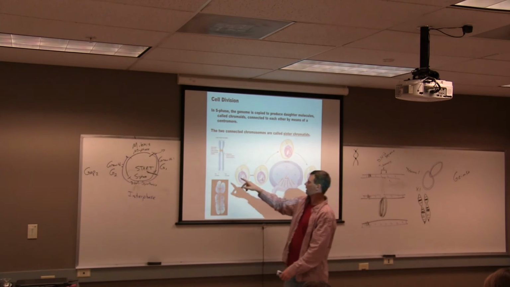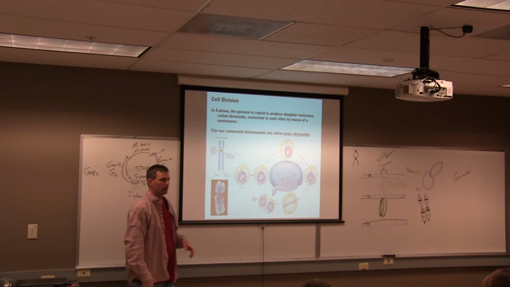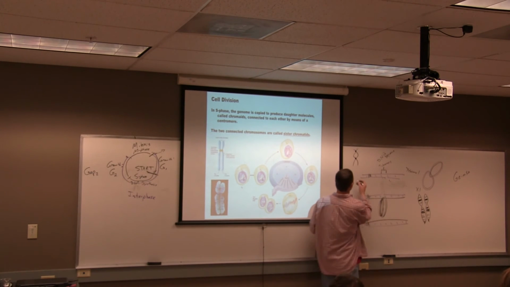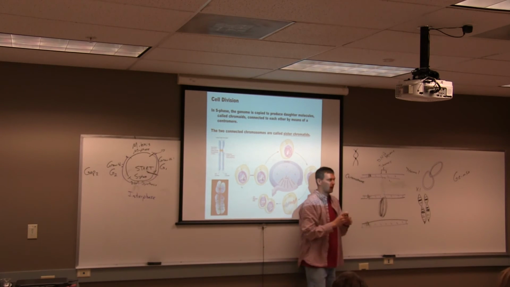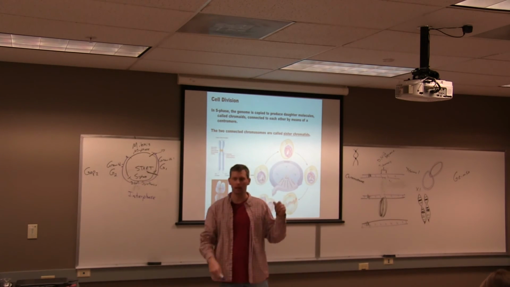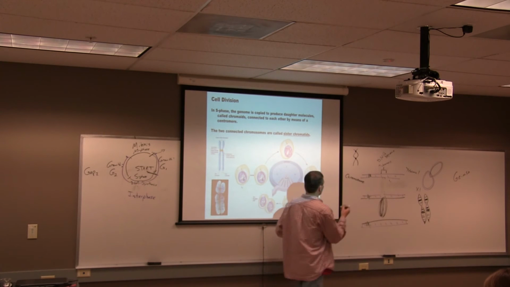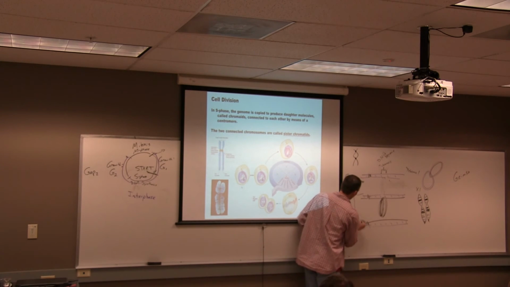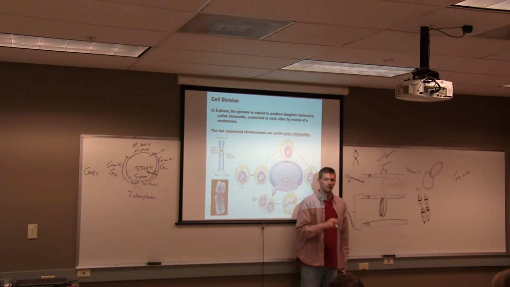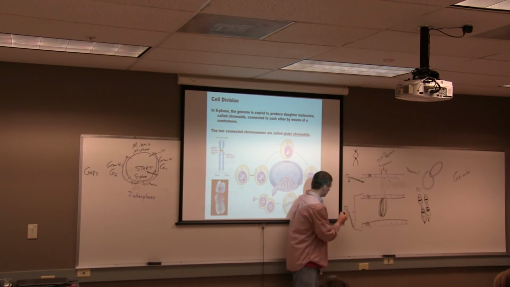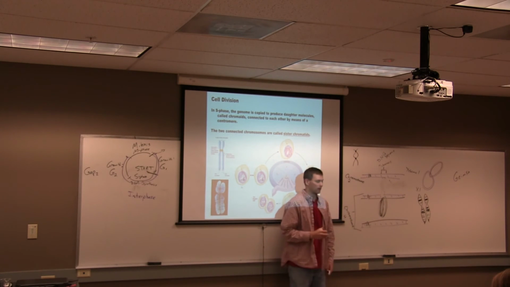So these guys are called sister chromatids. This is a chromosome. I want to define this. How many strands of DNA in that chromosome? 2. This is a chromosome. How many strands of DNA in this chromosome? 4. 4 strands.